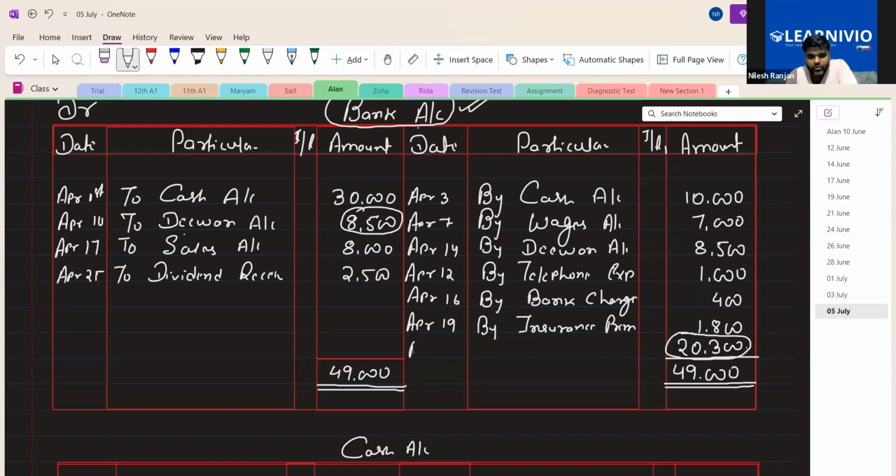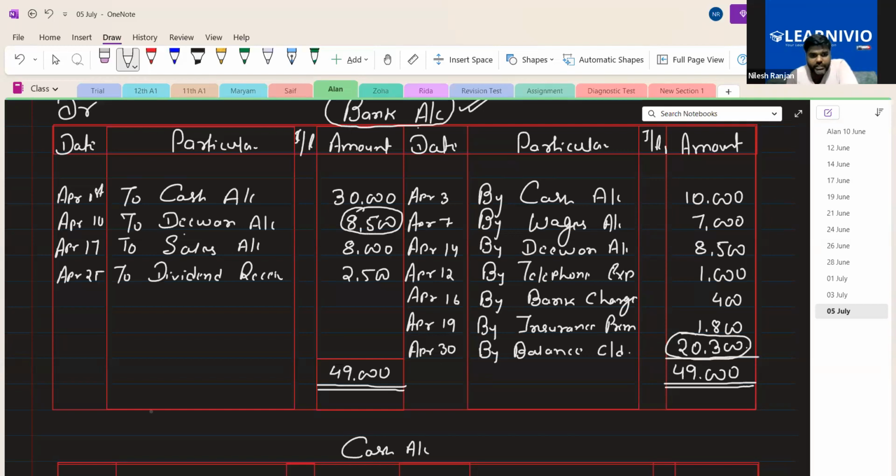Now it is on the last date, so April 30th, by balance C/D. Is that clear? Okay. Now, do you know why I left one line there? So that you can write the difference. Yes, because I don't know where the balance will be. That's why I always leave one or two lines above the total.